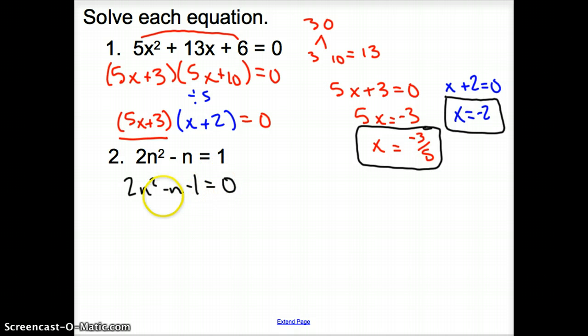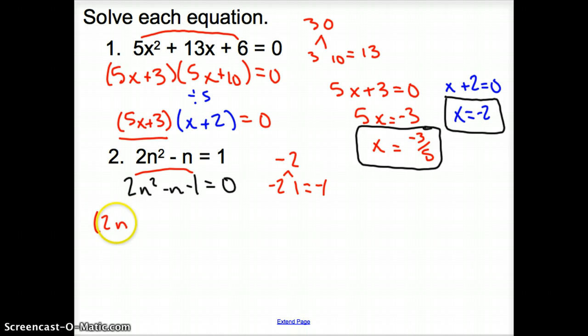Since it equals 0, now I can check, can I take out any number in my 3 terms? I cannot. So what's my next step? I'm going to take 2 times -1 to get -2. Now I need factors of -2 that add up to -1. Well, since it's a negative, I know that the negative has to be bigger. So it's -2, +1, that adds up to -1. So I'm good. So let's go ahead and make our parentheses.